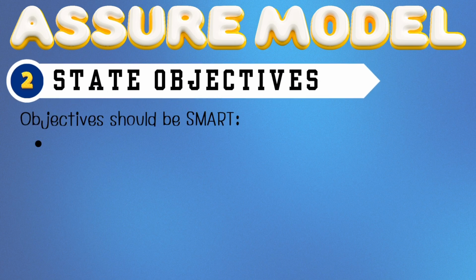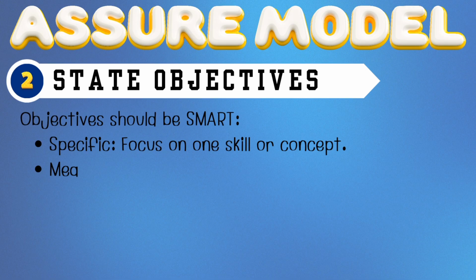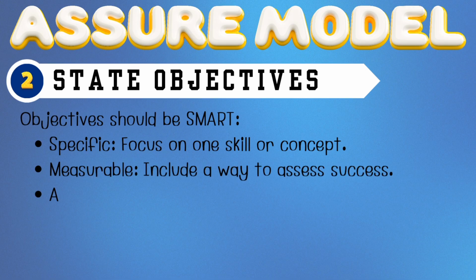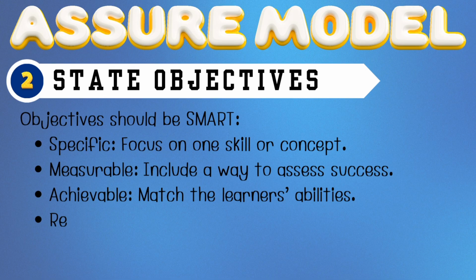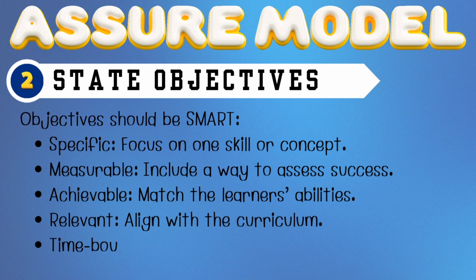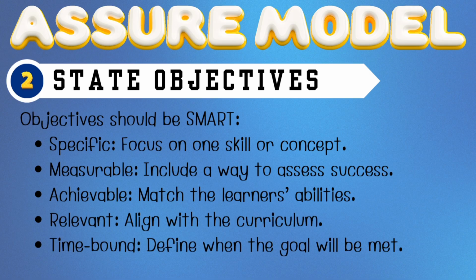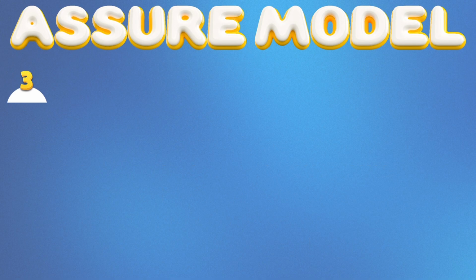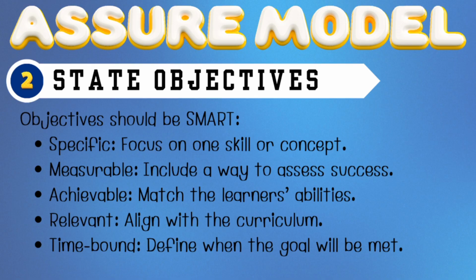The lesson objectives must be clear and sound. The statement of the objective also involves systematic planning and procedure. Clearly state what you want your learners to achieve, and objectives should be SMART. For specific, focus on one skill or concept. For measurable, include a way to assess success. For achievable, match the learner's abilities. For relevant, align with the curriculum. And for time-bound, define when the goal will be met. These objectives will guide every decision you make in the lesson planning process.